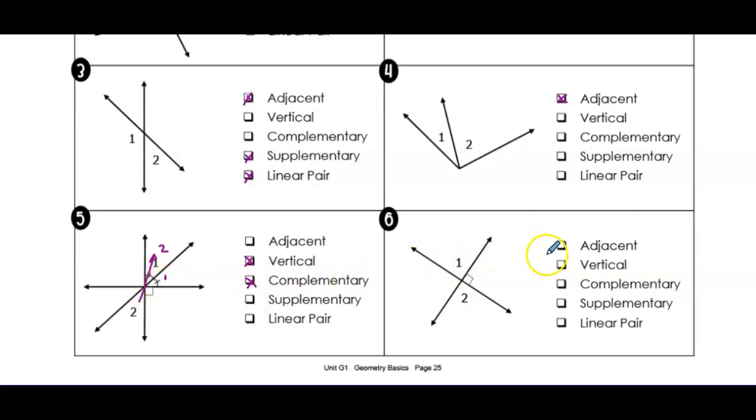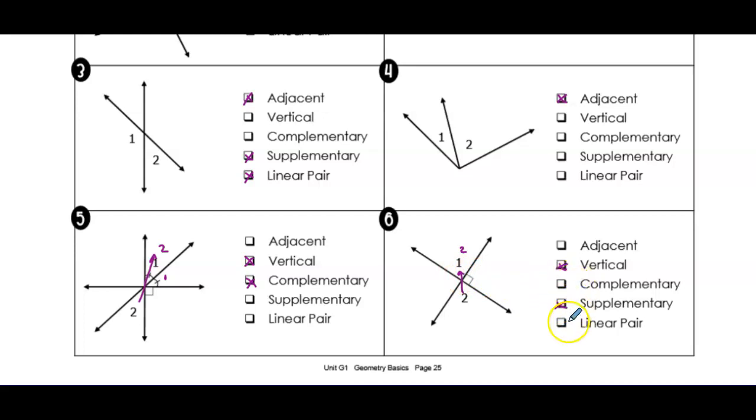And for number 6, they are vertical because they're across from each other. But if angle 2 comes up here, then it would be supplementary to angle 1 as well because it would be another right angle. So they're both going to be right angles and they're both going to be vertical angles.